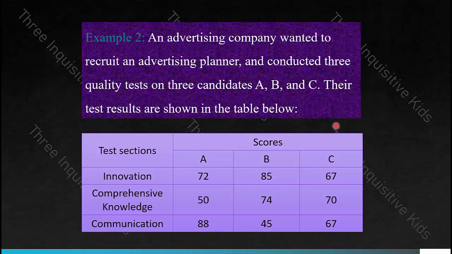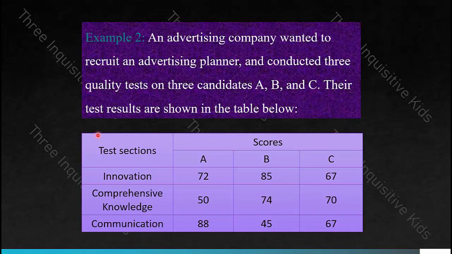So an advertising company is trying to recruit an advertising planner, and it conducted 3 quality tests on the 3 candidates A, B, and C. So these 3 people all want to be hired, and the company is conducting 3 sets of tests on each of these candidates to compare them. And the results are shown in the table below.